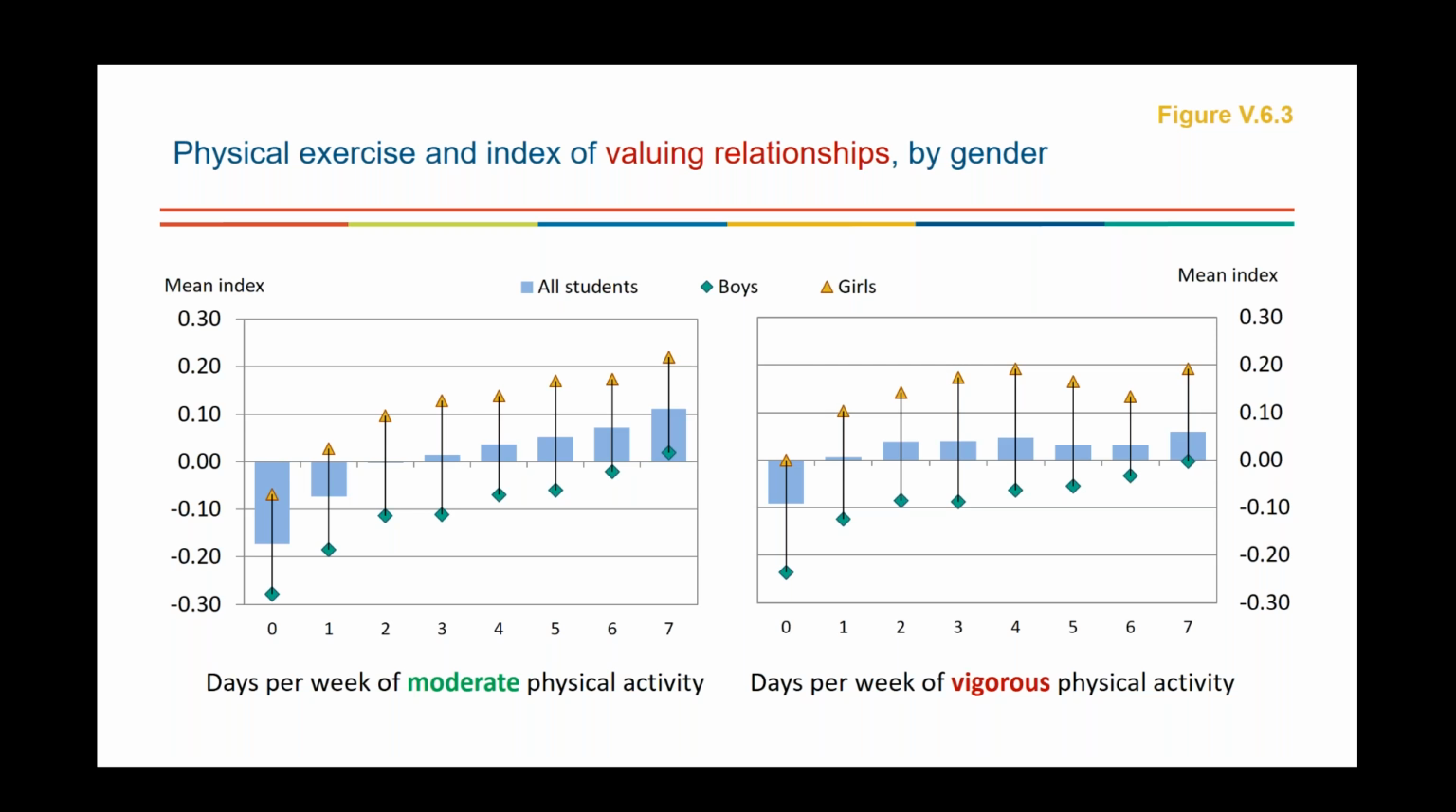No? And in fact, what you can see is the more frequently students exercise moderate physical activity, the more positive their attitudes towards valuing relationships were. And that was true for boys in green and for girls in yellow. When they did more vigorous physical activity, the pattern is a little bit less clear. But still, you can see there is quite an important relationship between the physical activity, the frequency, and the extent to which students say they value relationships.